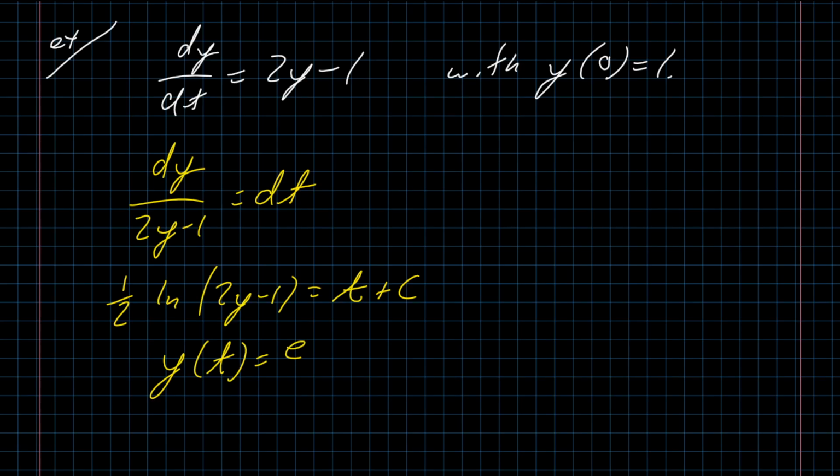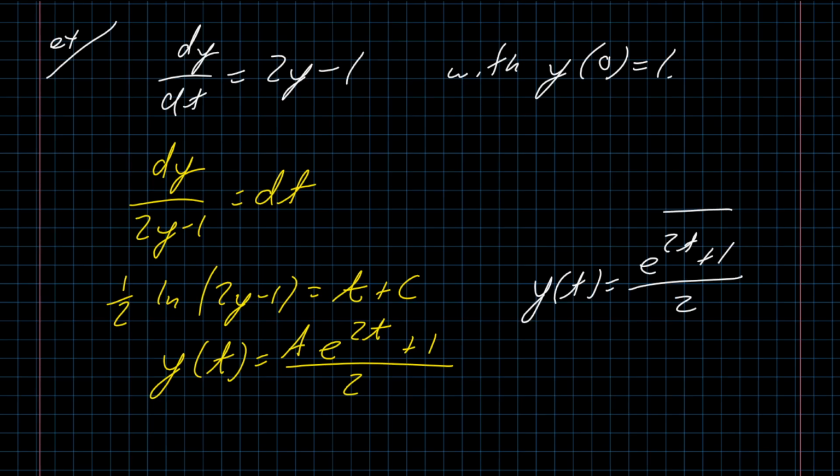We're going to raise e to the power. And then we're going to have to rearrange to solve for y, which means we have to add 1 and divide by 2. Then we plug in our initial condition, and we find that A has to be equal to 1. So our particular solution is just that y of t equals (e to the 2t plus 1) all over 2.